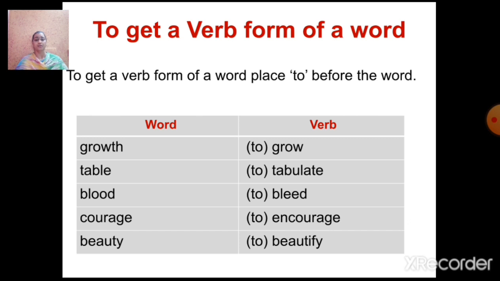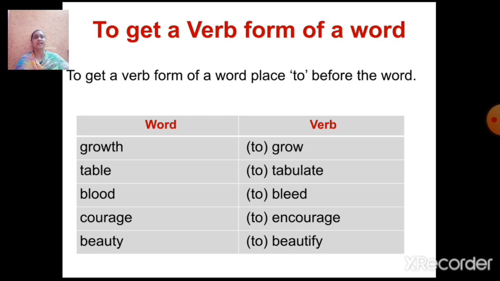So, we will form a sentence and we will check. My fingertips began to bleed. So, for the given word blood, the verb form will be bleed. Right? Then the next word is courage. For the word courage, to form a verb, we will add to before the word. So, it will be to encourage. That means for the word courage, the verb form is encourage.